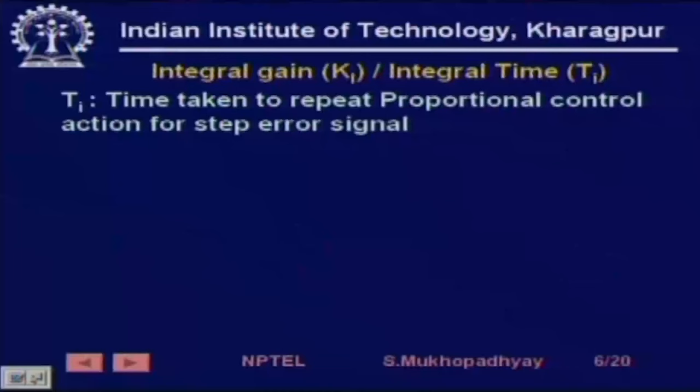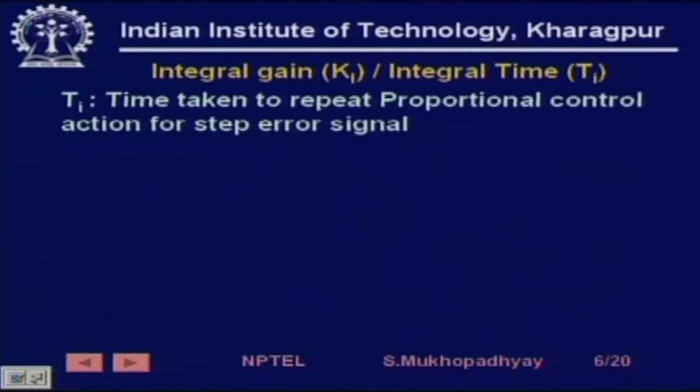but if you have a microprocessor based controller, then all these terms need not be considered and you could equivalently work with Ki and Kd. But still, since the terminology continues, let us see the meanings, because Ki and Kd we understand very well, they are simply the gain terms. So let us see what integral time is. Integral time is the time taken to repeat the proportional control effort or action for a step error signal.